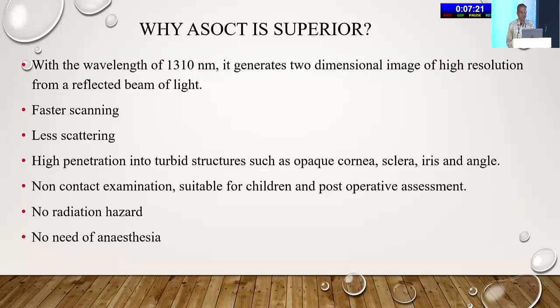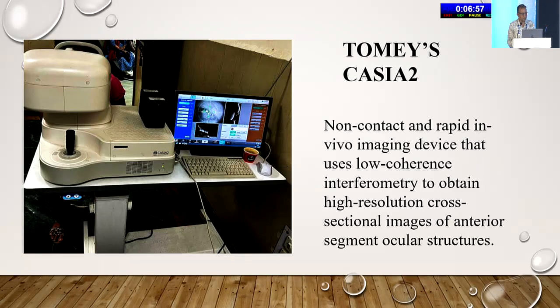Why is AS-OCT superior? With a wavelength of 1310, it generates two-dimensional imaging of high resolution from a reflected beam of light. There is faster scanning, less scattering, high penetration into turbid structures, that is opaque cornea, sclera, iris, angles, non-contact examination, suitable for children and post-operative assessment, no radiation hazard, no need for anesthesia. So this is the machine which is available at our center, and I have no financial interest.